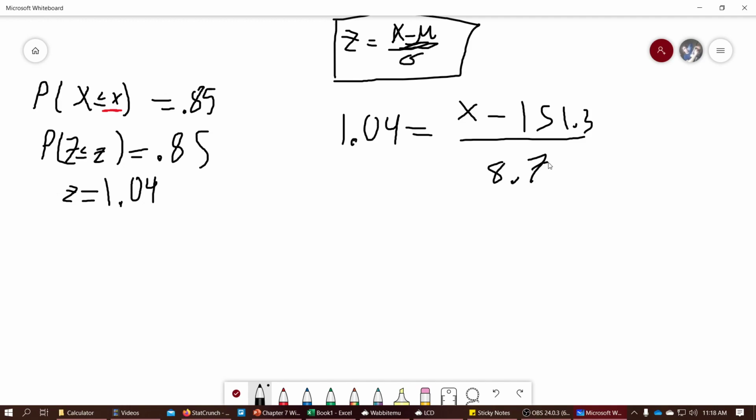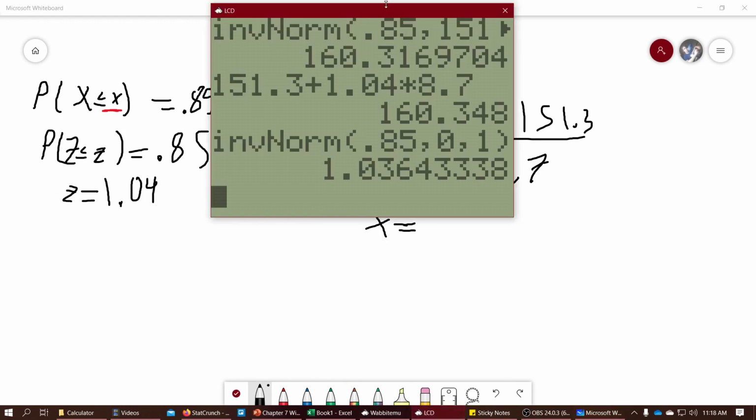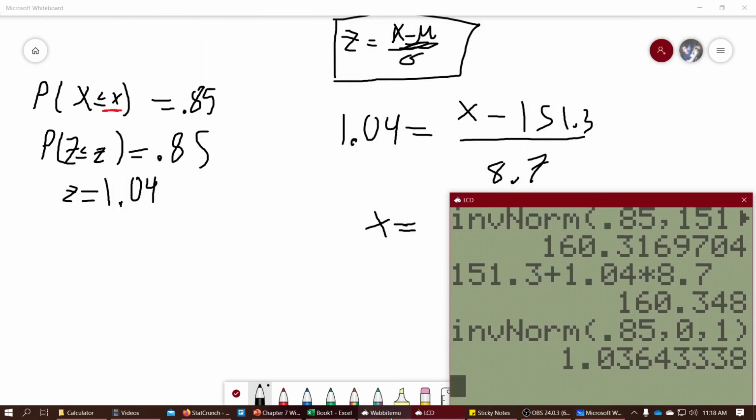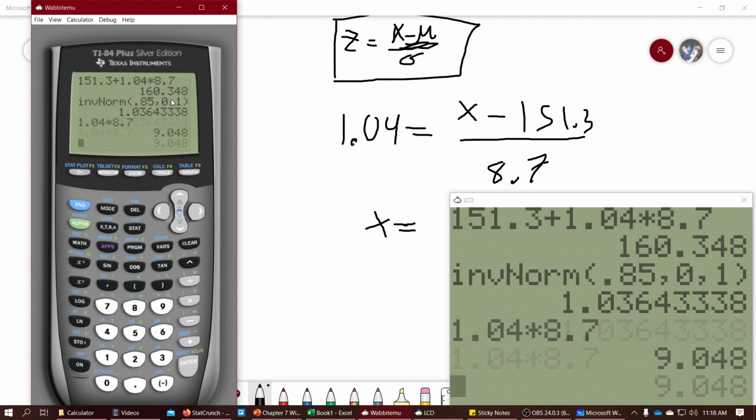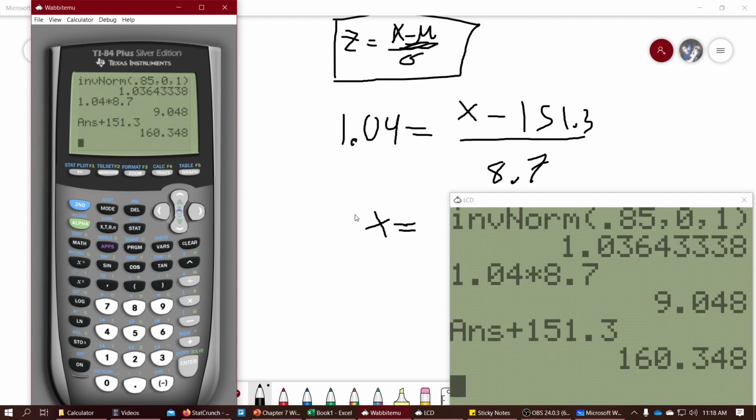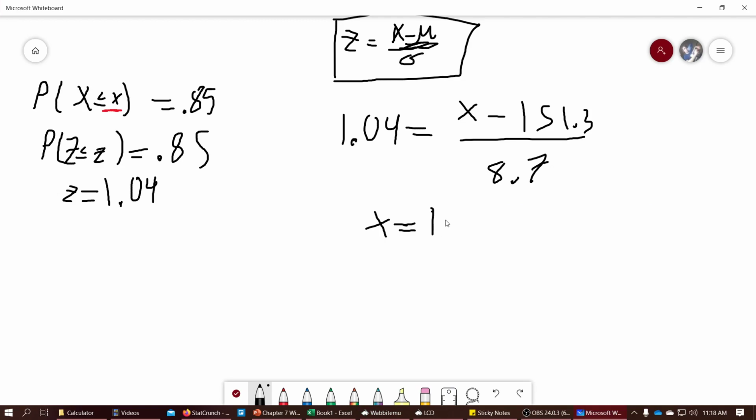Now, solving this for x, which I expect everyone should be able to do, we multiply both sides by 8.7 and add 151.3. I can do this in the calculator. Here I go 1.04 times 8.7, and then I take that value and add to it 151.3. I get 160.348. That was a little bit of work.